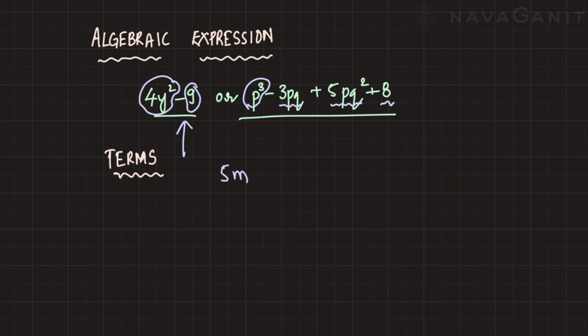Say we have 5m minus 2n plus 10. So in this, 5m is a term, 2n is a term, 10 is a term. So they are just individual components of this algebraic expression, and they are usually separated either by a minus or a plus sign.